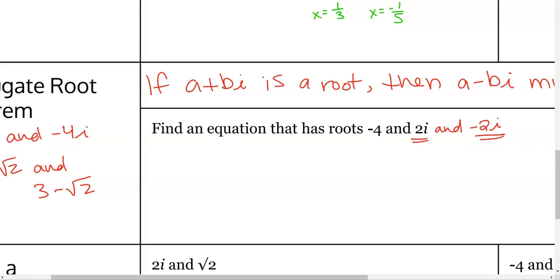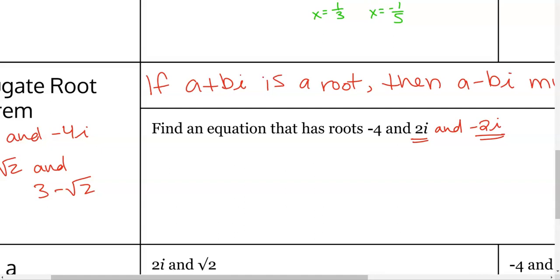The i's come in pairs. Negative 4 is just negative 4. Nothing special about it. Love it, but not special. Okay, our i's are special, our square roots are special. So this had 3 roots. So when I find my polynomial, what degree should it be? It should be a degree of 3. We should have a cubic when we're done.